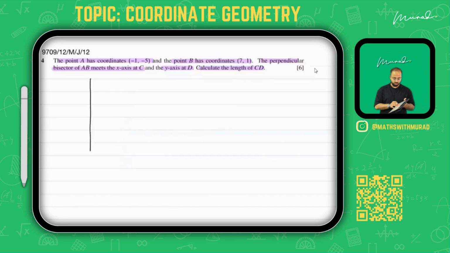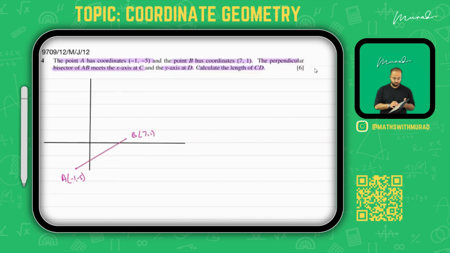Then we'll try to understand what is happening right now. So this is the y-axis and this is the x-axis. I'm just drawing these randomly. These are some coordinates. This is A, for example. So I have this as A, which is -1 comma -5, and I have this coordinate of B, which is 7 comma 1. 7 comma 1 is lying somewhere over there. I'm drawing it randomly.